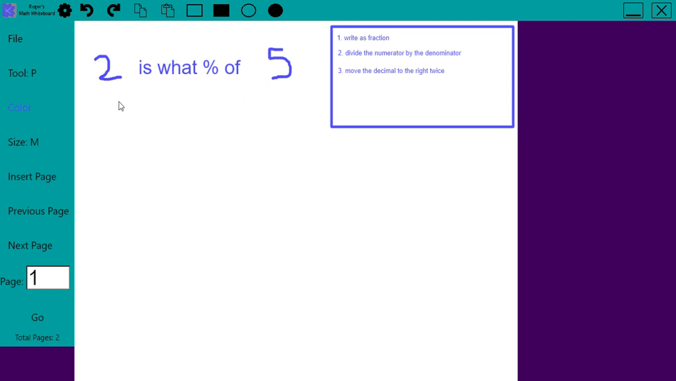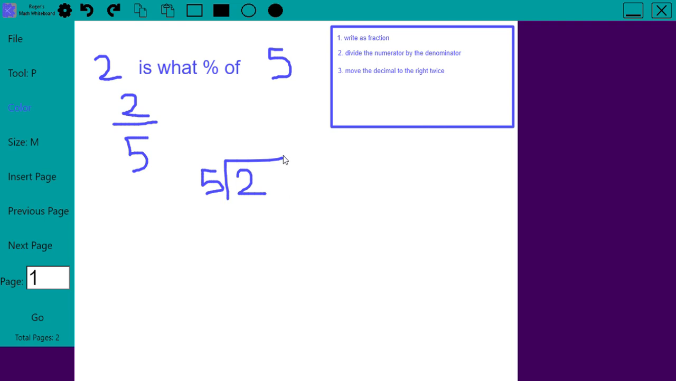The number you're trying to find the percent of, so 2, would go on top. That'd be your numerator. And the 5, the full amount, the number you're trying to find the percent out of, would go on the bottom. So the number after the "of" would go on the bottom. Alright, after you find that, all you need to do is simply divide your numerator by your denominator. So it's 2 divided by 5.